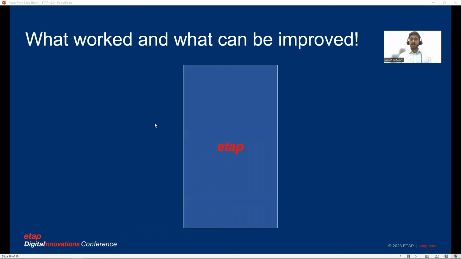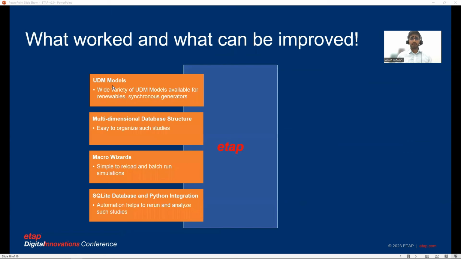So in general, we had a very good experience with ETAP, and we wanted to talk about what features we found nice and what can be improved. With ETAP, we definitely benefited from the large amount of UDM models that are available right now, and we were mostly able to have the right model for the different units. We also made use of the multi-dimensional database structure consisting of the revisions, configurations, and loading categories, and it was easy to organize such an extensive study.